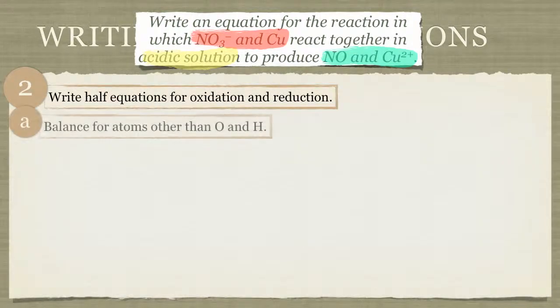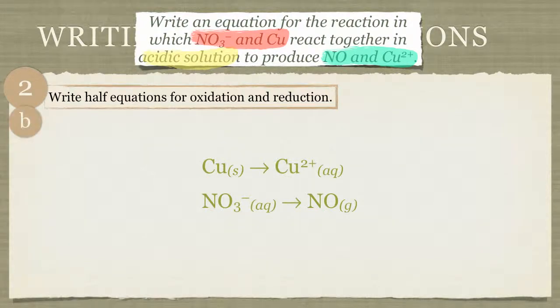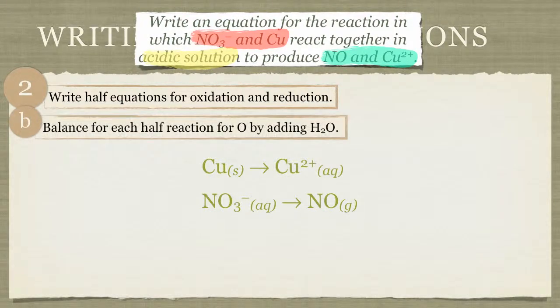First, we need to balance for atoms other than oxygen and hydrogen. So here we have our copper going to copper 2+, and our nitrate ion changing into nitrous oxide. Copper is balanced in the first half reaction, and nitrogen is balanced in the second half reaction. Again, at this point we're ignoring oxygen or hydrogen. Step 2b. Now we need to balance for the oxygen by adding water.